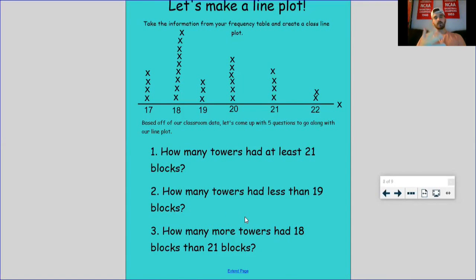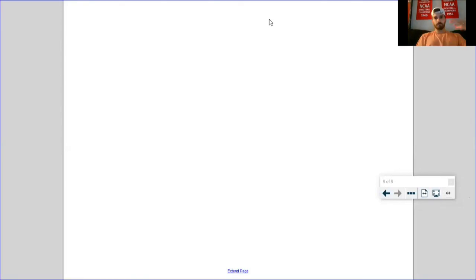And I tossed number 3 in there because we have seen these keywords, I think, in every single thing that we've done so far, including Fantastic Five. We've got to get into the habit of knowing all these keywords. It says how many more towers had 18 blocks than 21 blocks. Hopefully, we know we got to subtract something right there. We had 9 towers that had 18 blocks. We had 4 towers that had 21 blocks. And if you did 9 minus 4, that would have given you 5. So that's just a little bit more line plot practice on top of your Fantastic Five.